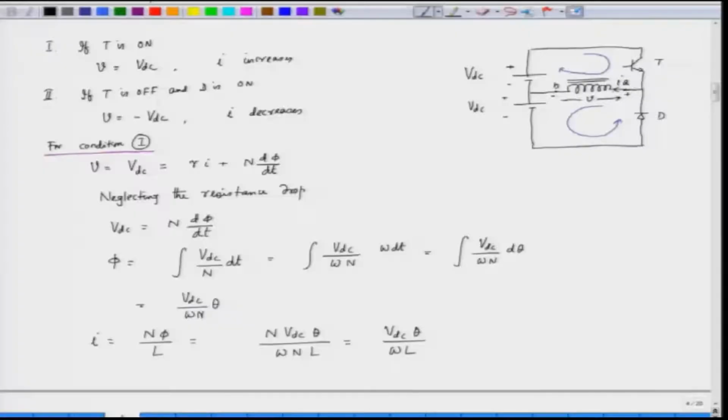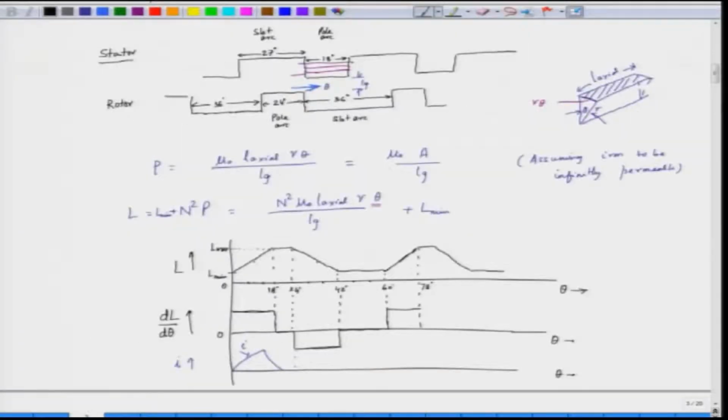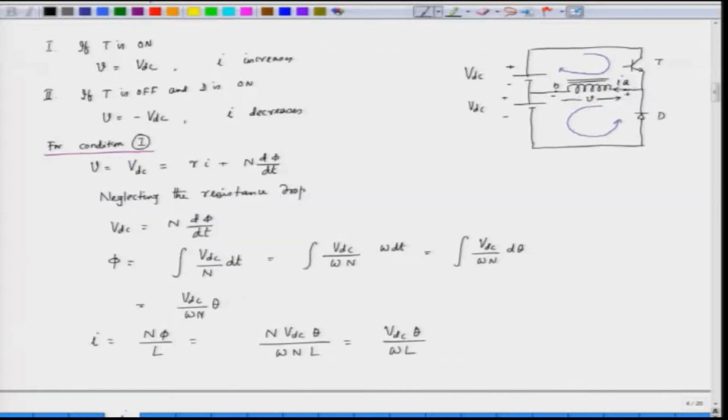So, we have a switching circuit in which this winding inductance is shown in this following fashion. What we want here is that the current should be only present during positive dL by d theta. So, when this switch T is made on, the current flows in the circuit.